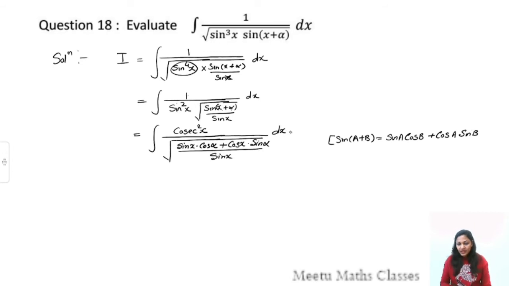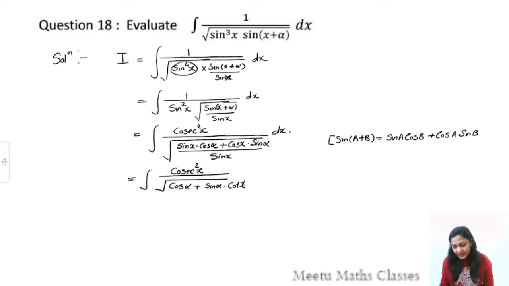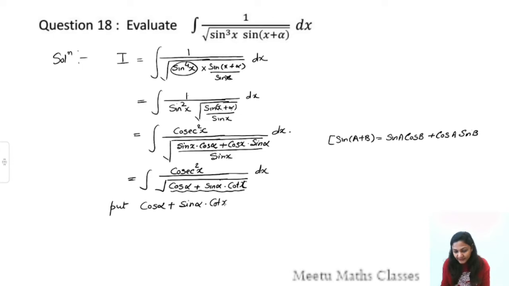dx. Now it will become, in the numerator you have cosec square x, in the denominator if you divide sin x cos alpha with sin x then you are left with cos alpha, and if you divide cos x sin alpha upon sin x you will get sin alpha into cot x, okay, dx. Now you can observe that sin alpha and cos alpha are constants, so you can substitute this as t because its derivative is written in multiplication. So you are going to put cos alpha plus sin alpha into cot x as t.